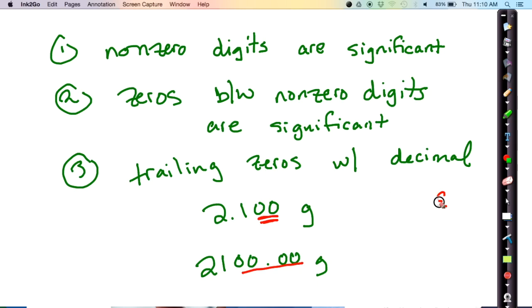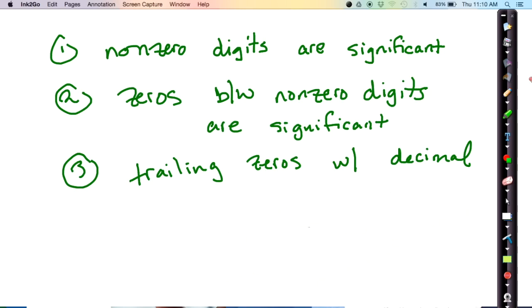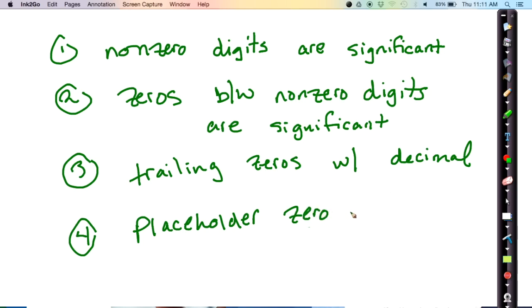Next up, we want to look at placeholder zeros. Rule number 4 helps us determine whether or not placeholder zeros are significant. So this would be a case where you have zeros at the end of a number, or for a decimal, for a very small value at the beginning of a number. Placeholder zeros are not significant, never significant.